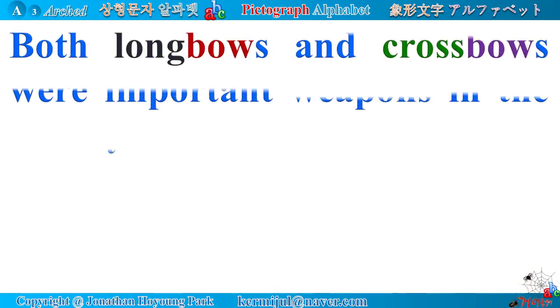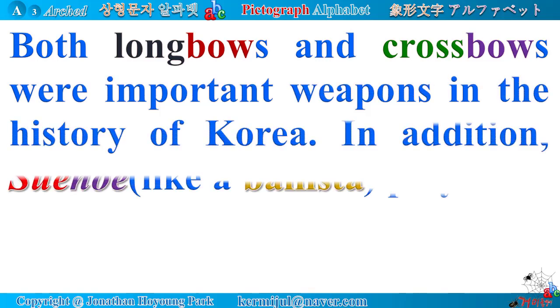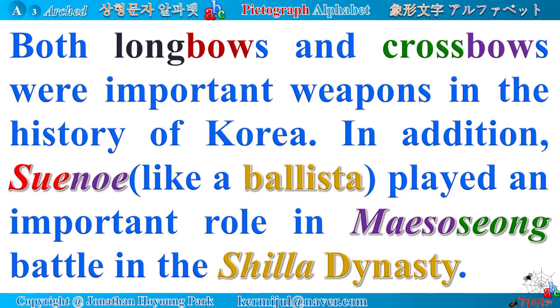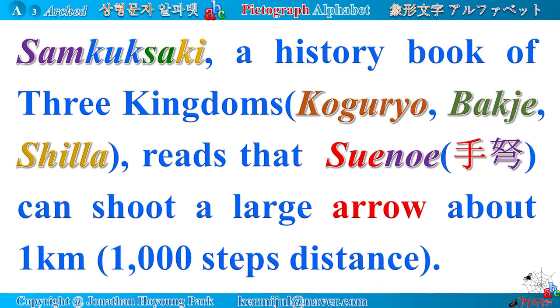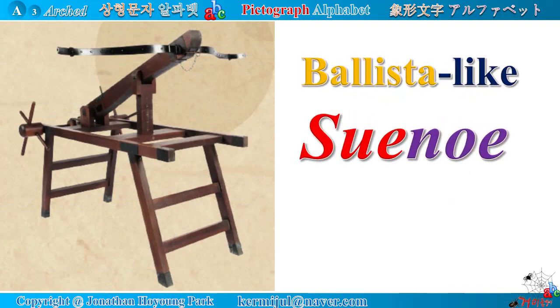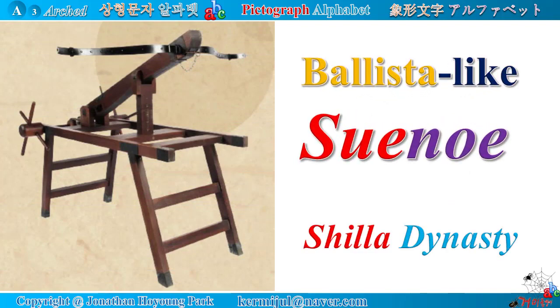Both longbows and crossbows were important weapons in the history of Korea. In addition, sene, like a ballista, played an important role in the Mesosung battle in the Silla dynasty. Samgugsagi, a history book of three kingdoms, Goguryeo, Baekje, Silla, reads that sene can shoot a large arrow about 1 kilometer, 1,000 steps distance. Ballista like sene. Silla dynasty.